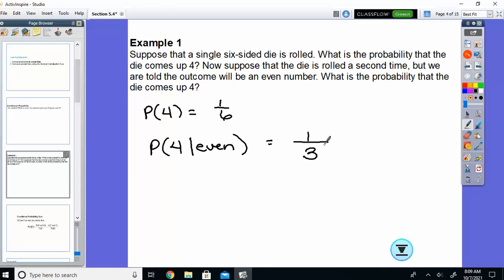Do you guys understand the difference between those 2 scenarios? So, if it said that you rolled a 4 and it was odd, would you automatically use 0? So the probability of rolling a 4 given that it was an odd number. There are 3 odd numbers, but how many of those are 4s? None. So it would be a 0. It would be impossible. Other questions?